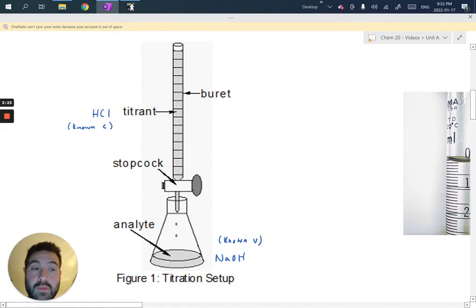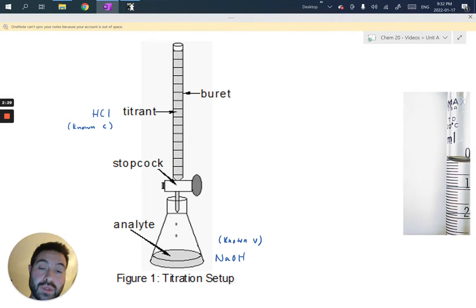What we want to do in this experiment is determine how much of the titrant we're going to need to add to completely react the sample or the analyte. So how much HCl do I need to neutralize the sodium hydroxide? So, you know, something's missing here.